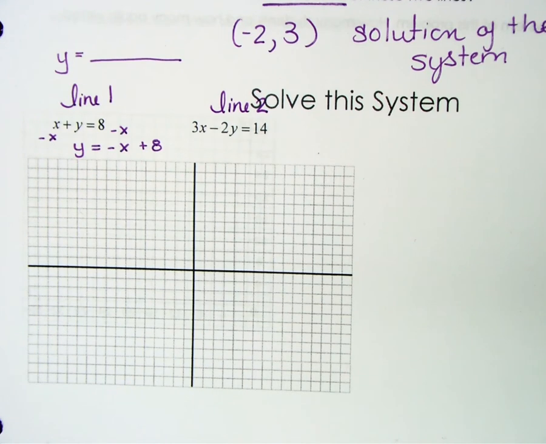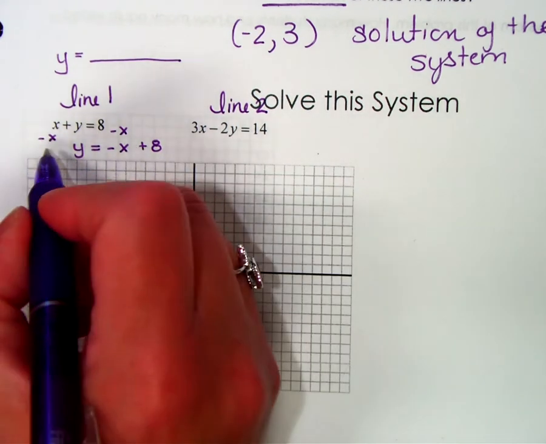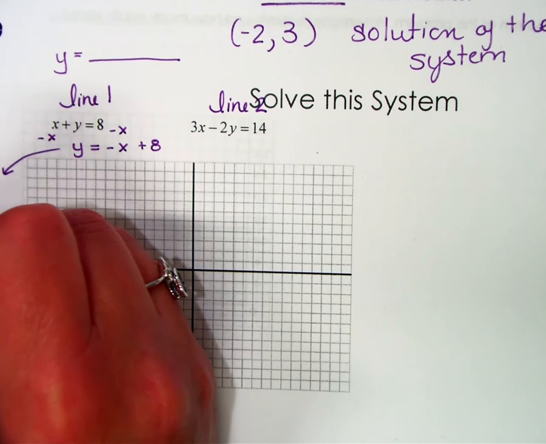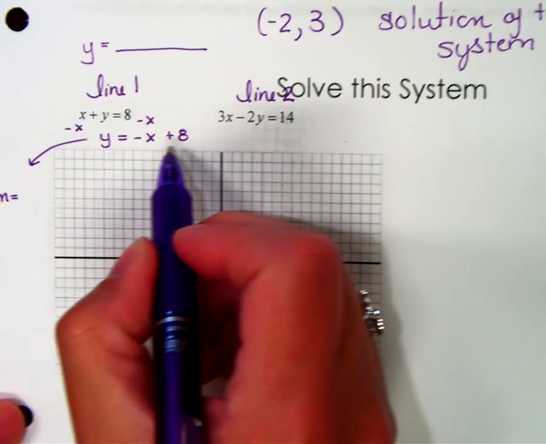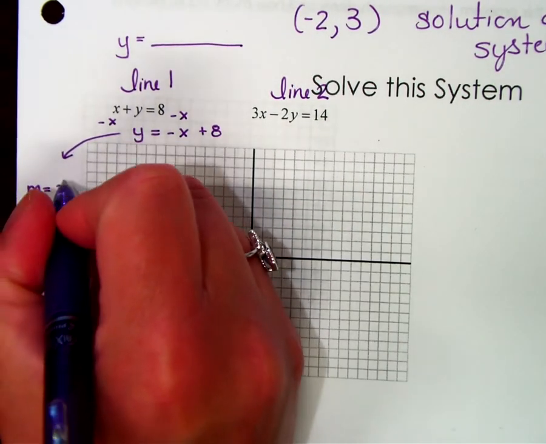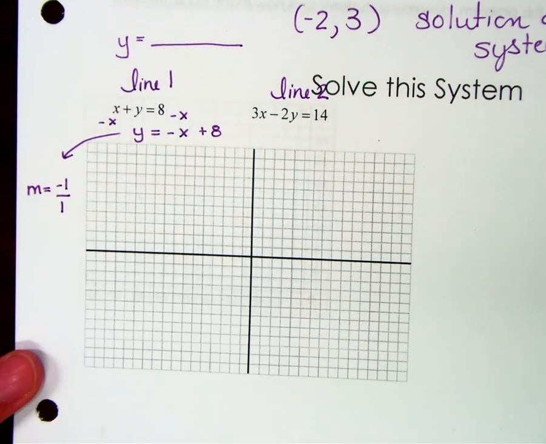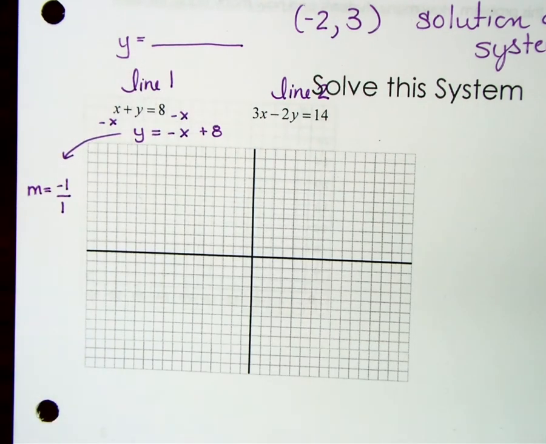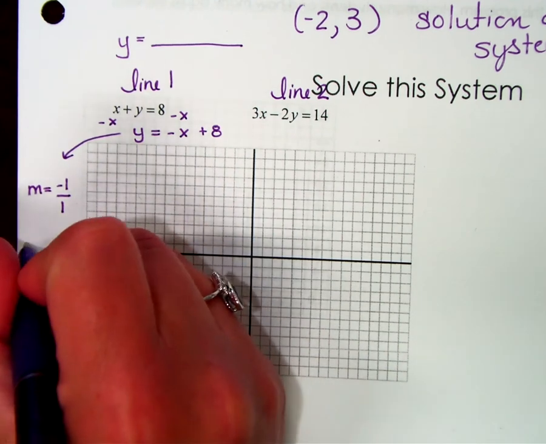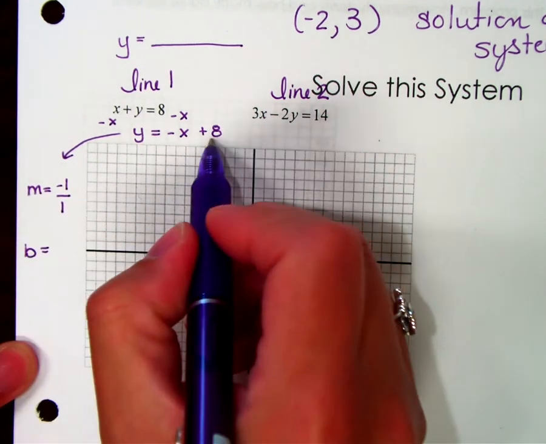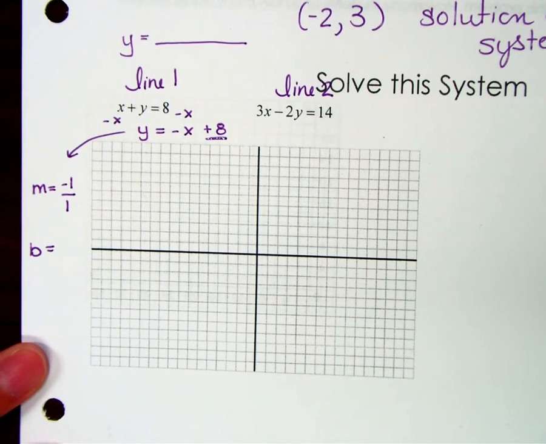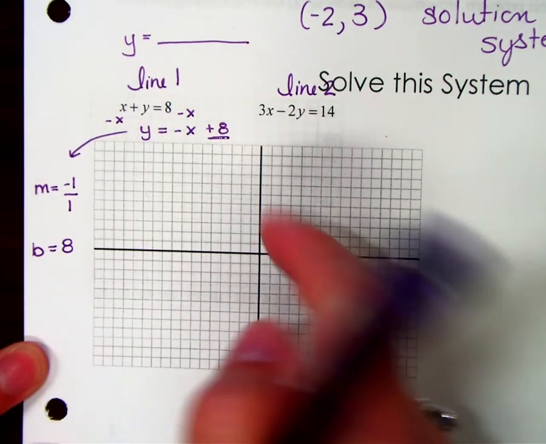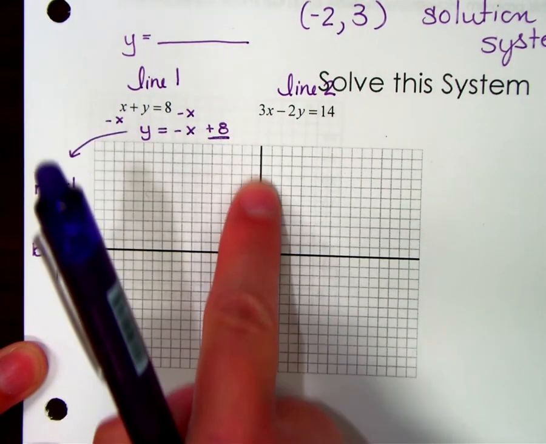So what's my slope for that one? Nice. So maybe I'll put that information over here. So my slope for this one, see it's just a -x right now, but my slope for this one is going to be -1 over +1. And that's good because it's telling me I'm going 1 down and 1 to the right. Where's my y-intercept? +8. So it's going to cross the y-axis at 8.